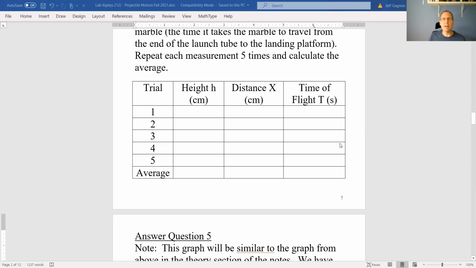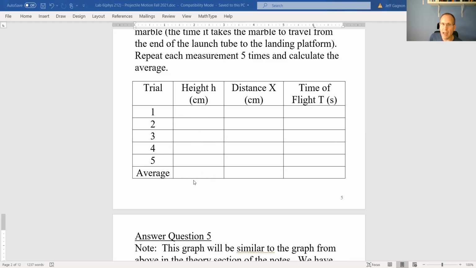So basically, we did 5 launches of the ball horizontally. And we measured the height of the gun from the landing platform. So it's basically the height from the top of the landing platform to the bottom of the gun. You can just record this once, so this should be the same value for all 5. We're going to assume it's the same for all 5.